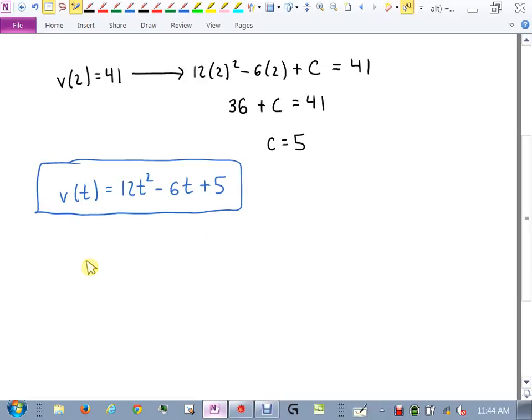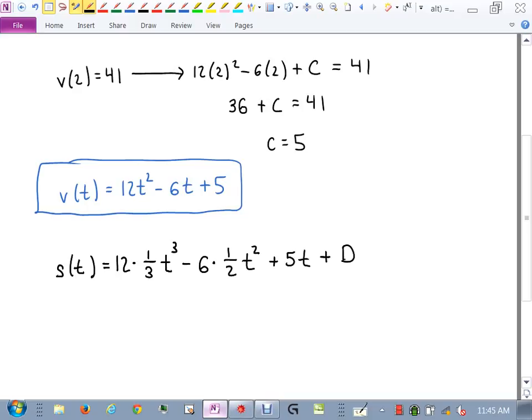So we're just going to repeat the process, right? When I repeat the process here, my S of t will be the antiderivative. So 12 times 1/3 t cubed minus 6 times 1/2 t squared plus 5t plus c. Now I'm going to use d instead, just because I don't want to confuse the c up there with the c down here, and just to kind of separate things out.